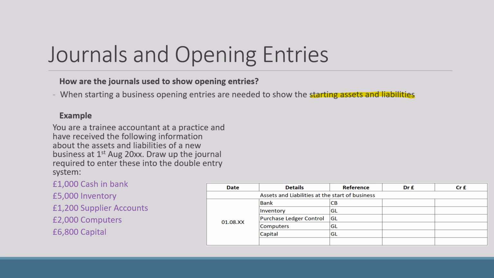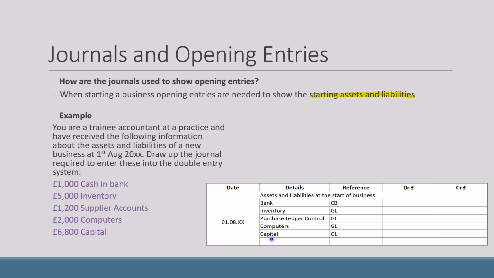So this is the table that we're going to see. It follows the same format as the journal entry that we saw previously. So now we can go through and we can fill it in. So just to start then, let's look then. We've got cash in bank here, we've got inventory, we've got supplier accounts, computers and capital. So already here you can see that I've populated the accounts just to save a bit of time on the video here. So we're going to have our bank account, we're going to have an inventory account, we're going to have our purchase ledger control account, our computer account, and then our capital account.